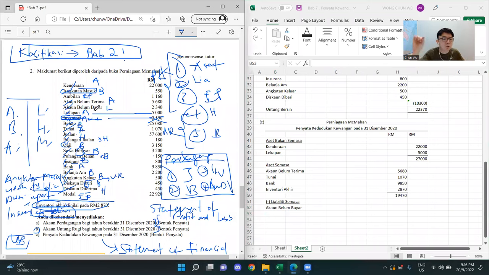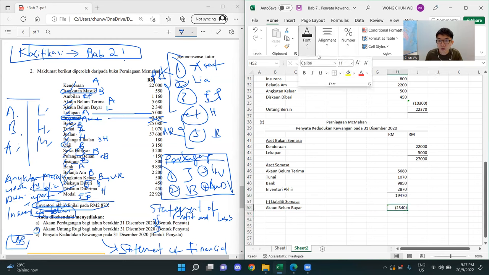Because normally liability semasa sikit saja. Macam satu account belum bayar. Unless ada overdraft bank. Overdraft bank dah tak sini juga. But here I don't see any other L. Isn't it? Okay, so it's just one. And sure, put here. And remember, this is a minus. So you perlu bracket. Okay, how much is the ABB? Account belum bayar. 2340. Okay, then you this one minus this one, put here.